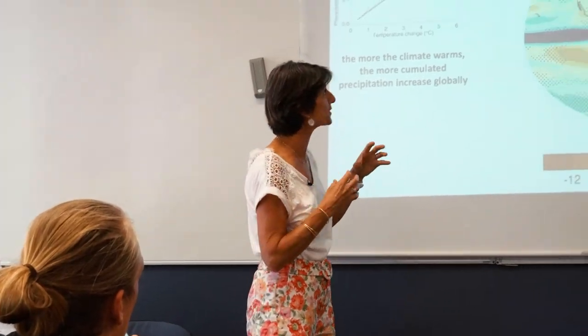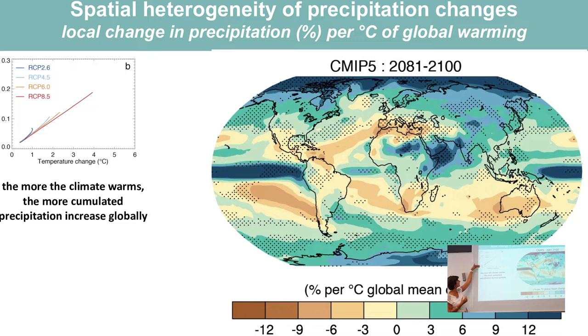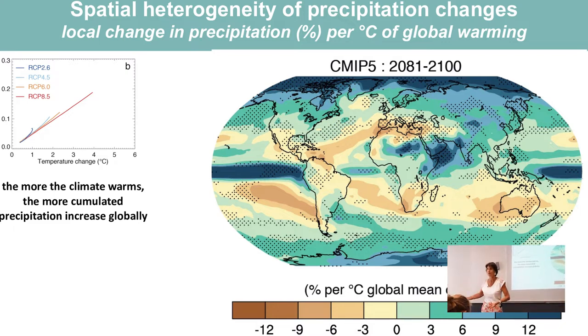If we now think of precipitation, the picture is really more complex. And it's more complex because we know that at the global scale, the more you warm the globe, the more precipitation you have on average. Warmer means more precipitation, but you have experienced, especially this year, this summer, that it's not true everywhere.